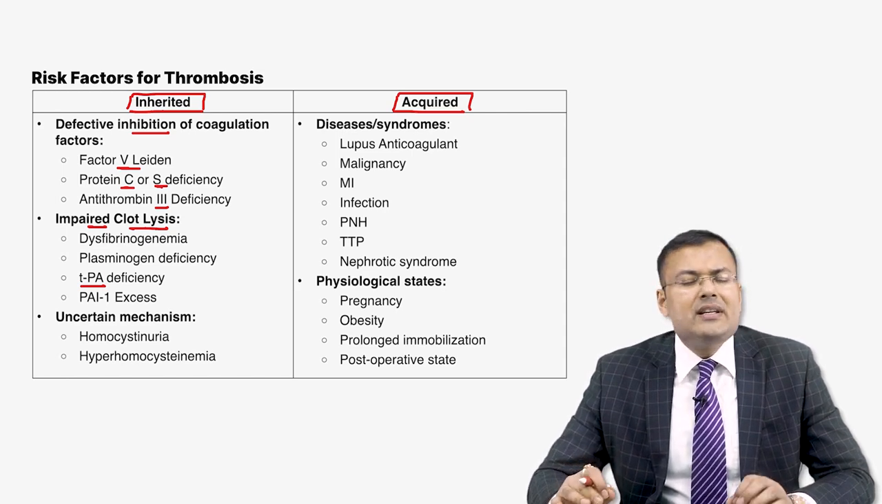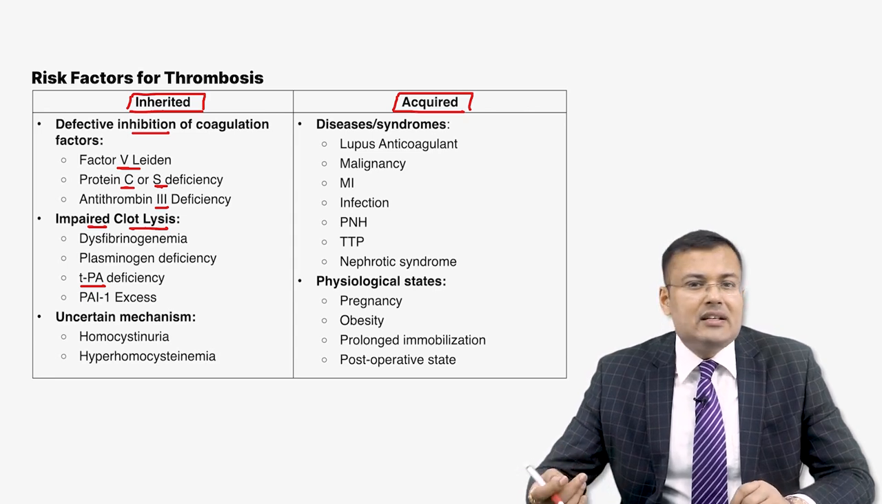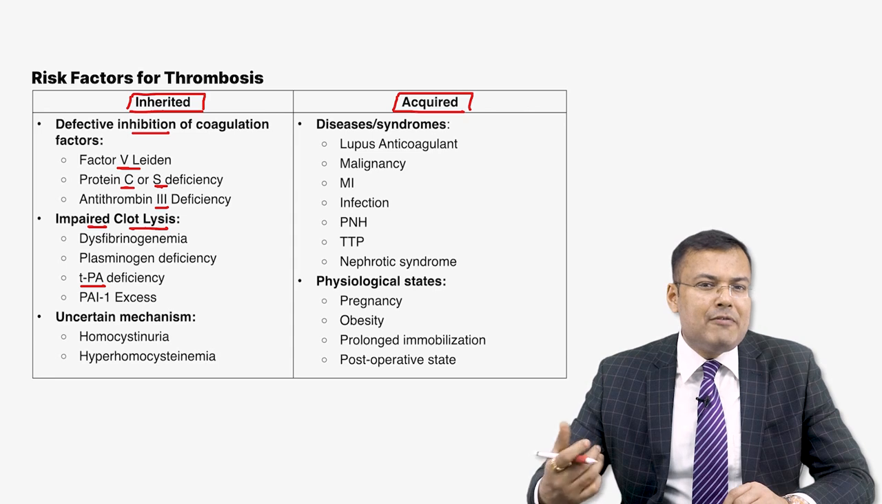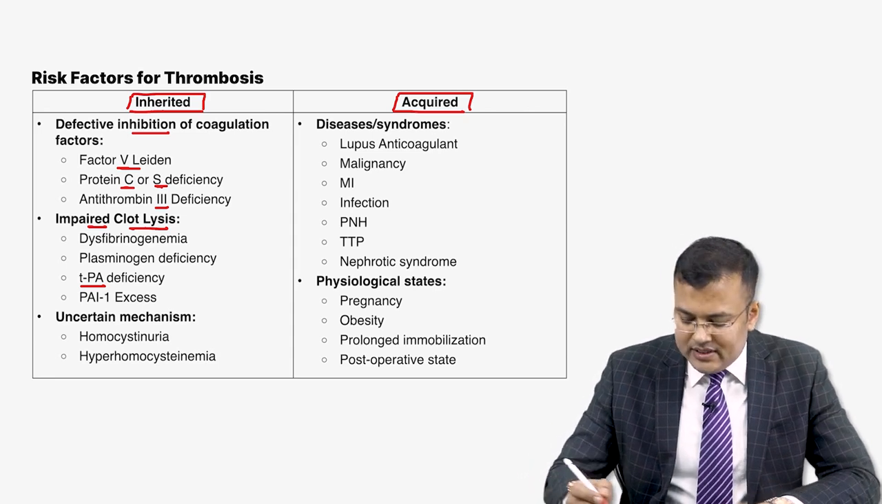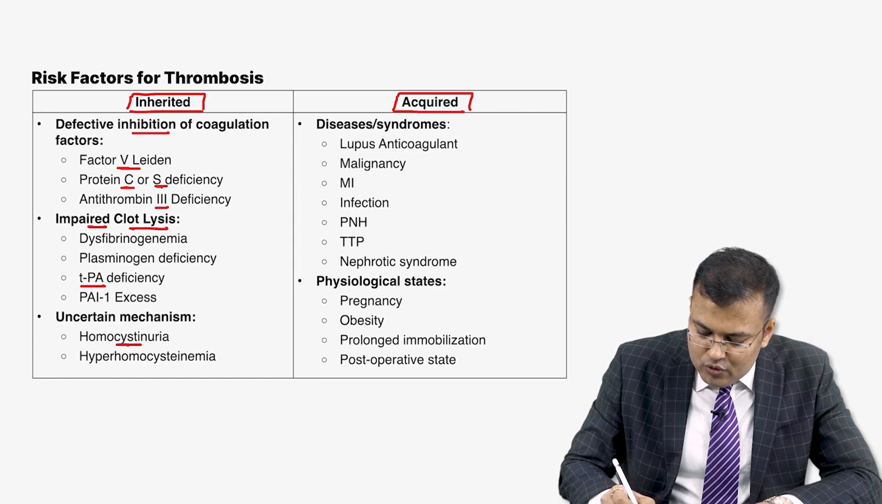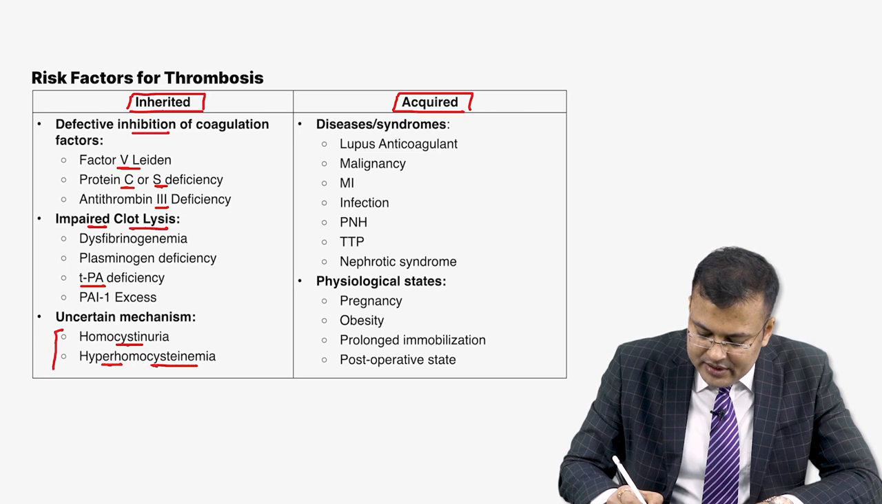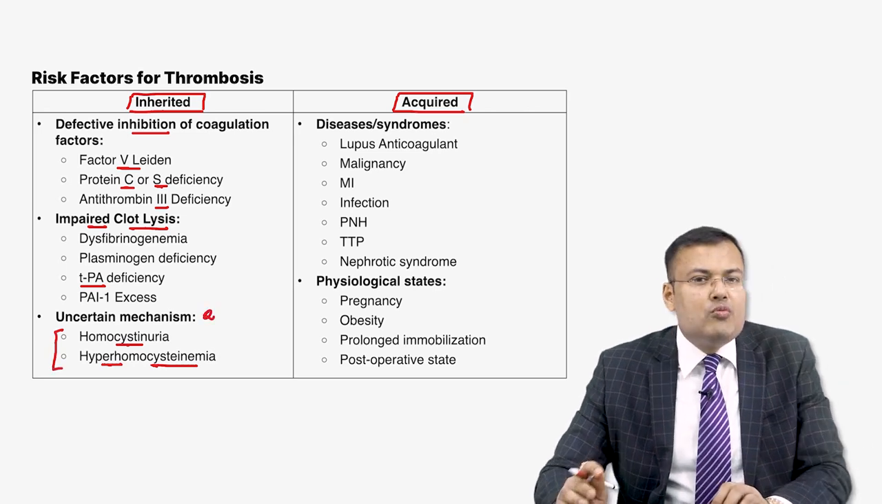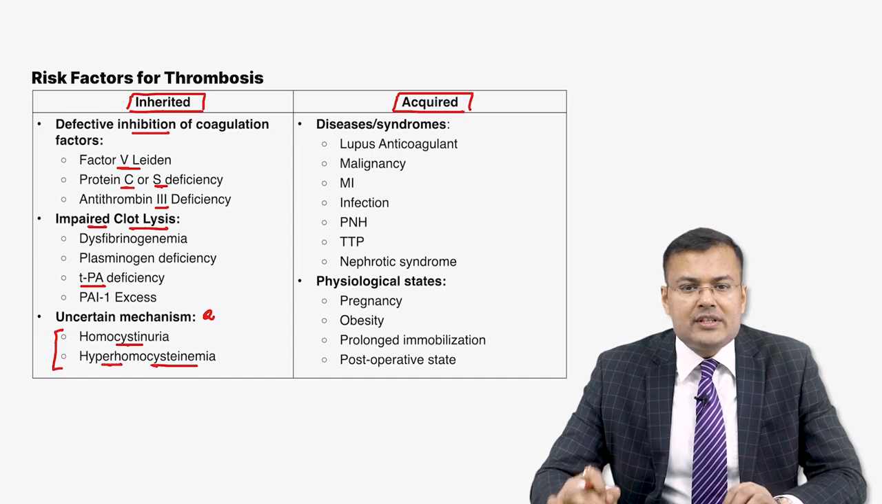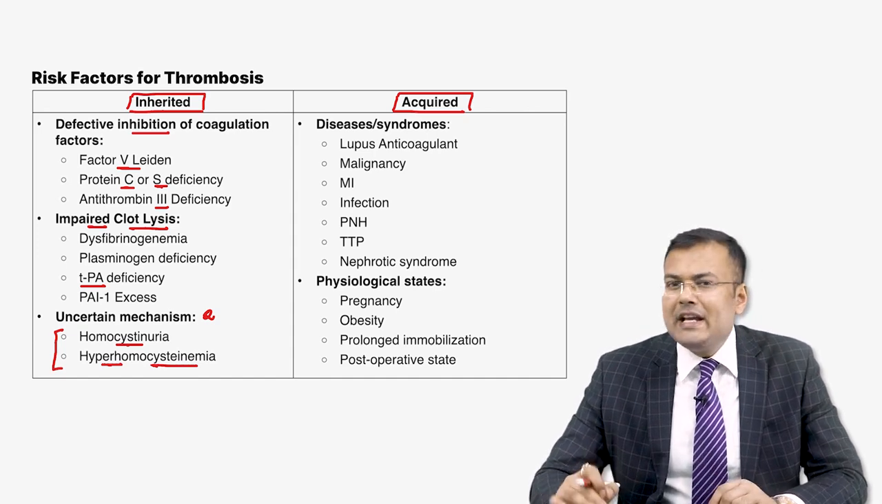Next, in medicine, it is asked frequently that there are certain uncertain mechanisms by which there is increased risk of thrombosis in patients who are having homocystinuria and hyperhomocysteinemia. These two you have to remember: homocystinuria and hyperhomocysteinemia. Right? So these were the inherited factors.